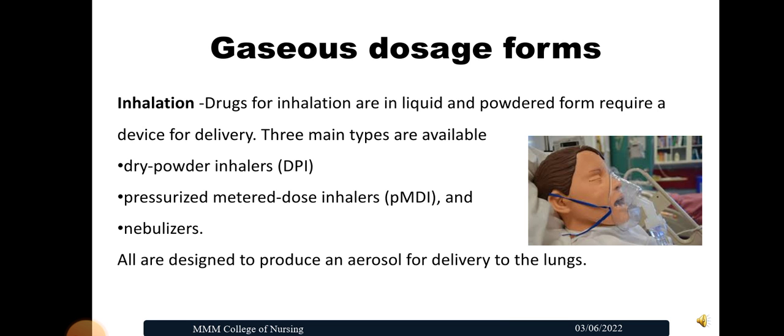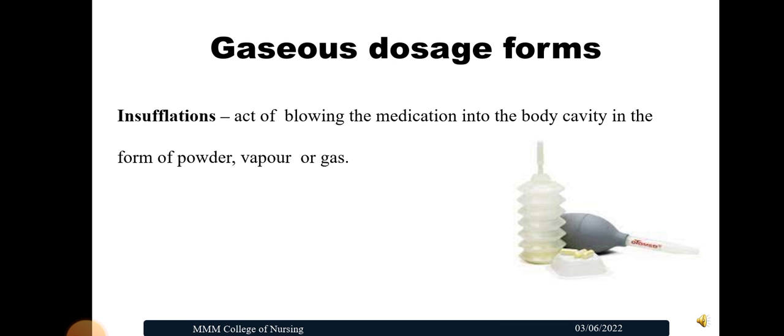Inhalation. The drugs for inhalation are in liquid and powdered form and require a device for delivery. There are three main types available: dry powder inhalers, pressurized metered dose inhalers and nebulizers. All are designed to produce an aerosol for delivery of medicine into the lungs. Insufflation is the act of blowing medication into a body cavity. The medication may be in the form of powder, vapor or gas.